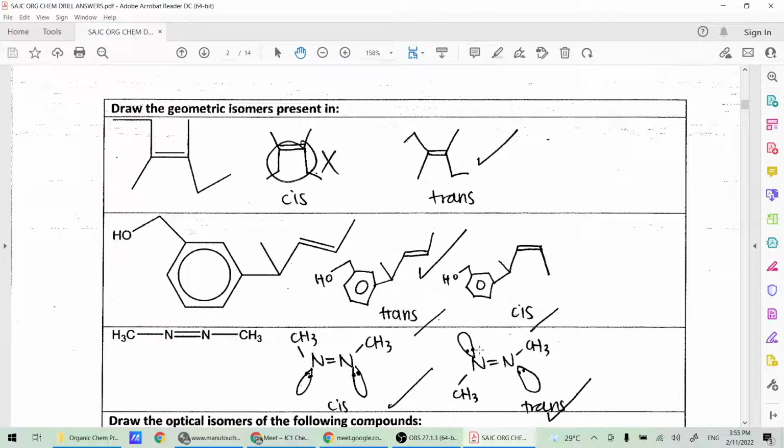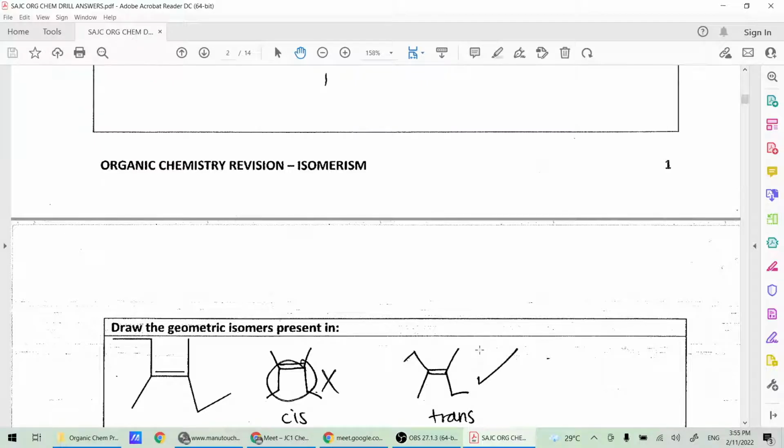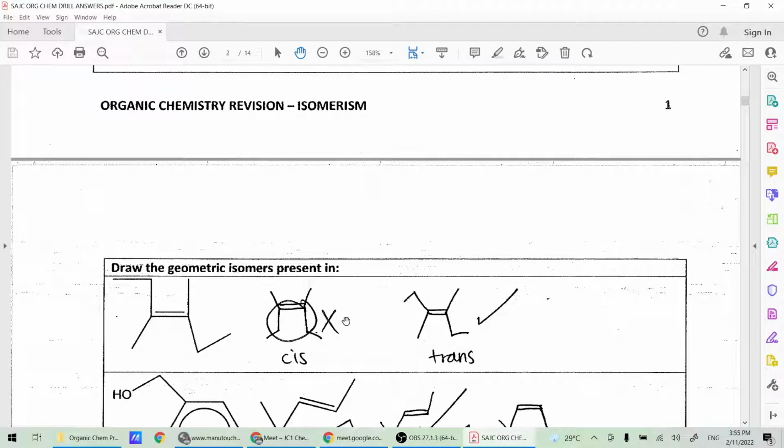Now next one, check your geometric isomers present in these few compounds. There's a cis and a trans. I don't think the cis is wrong. I think maybe because it's in black and white, the student might have done the corrections on the paper itself, so it looks wrong. But this answer is correct. Both the cis and the trans options are correct. All right.